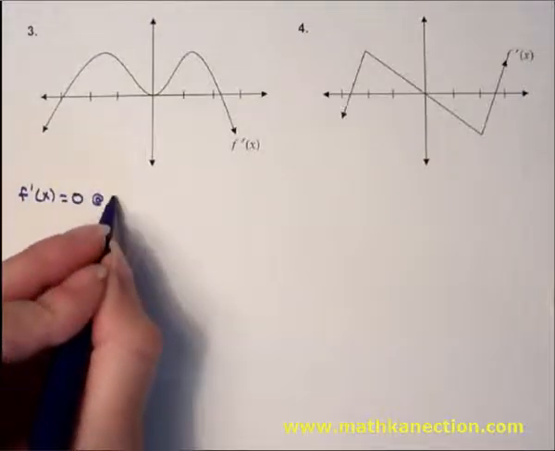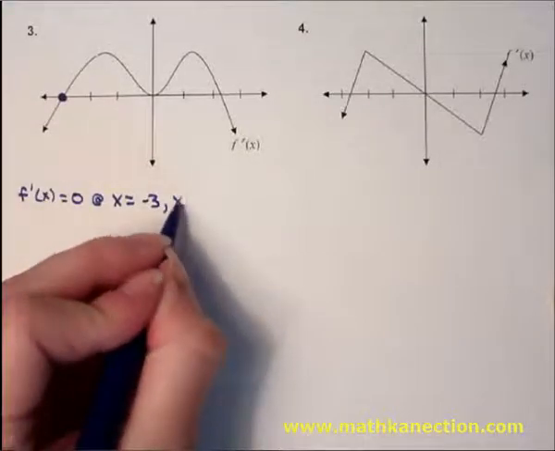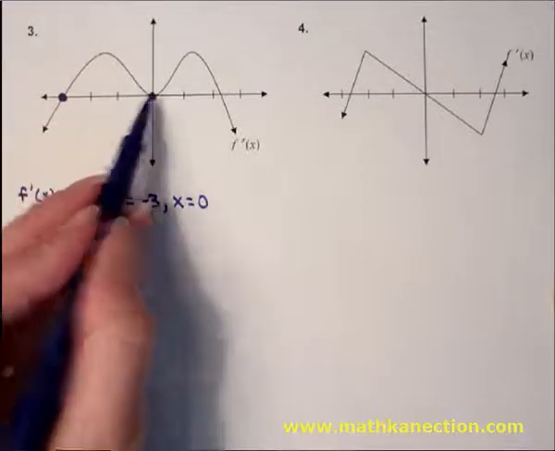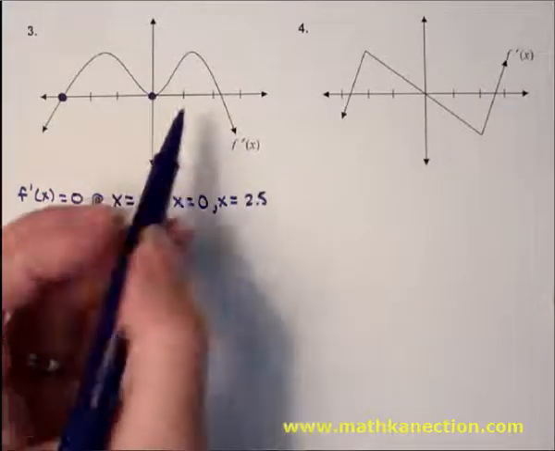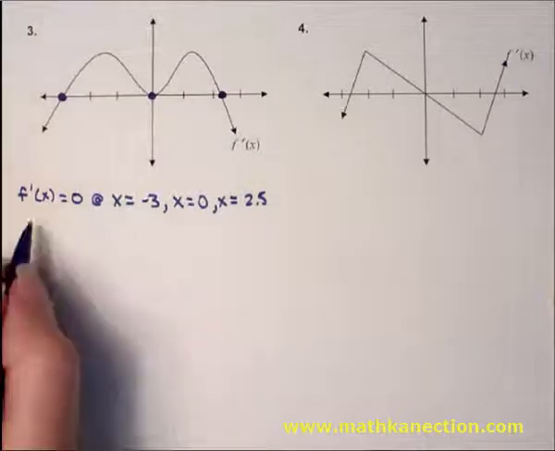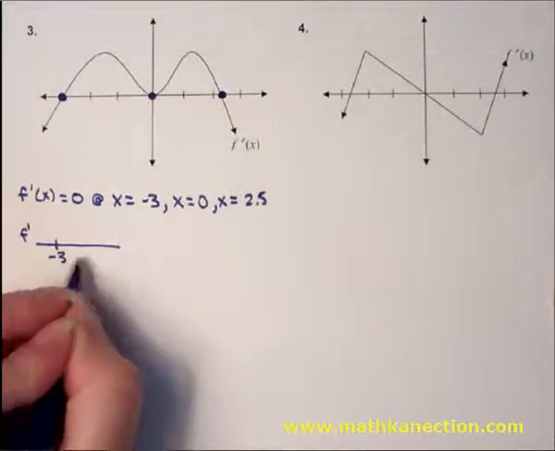F prime of x is equal to 0 at x is equal to -3, at 0, and at x is equal to 2.5. Making the f prime number line, putting the critical numbers on that f prime number line.